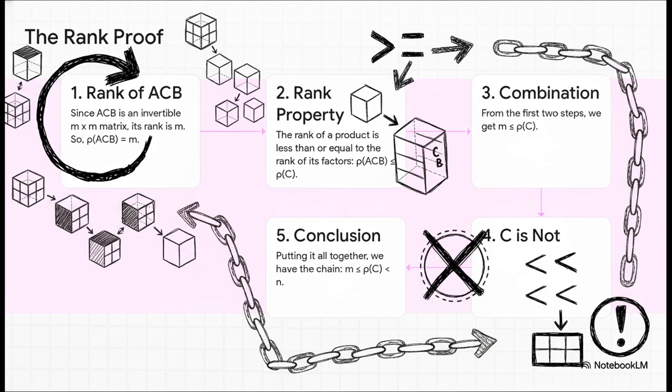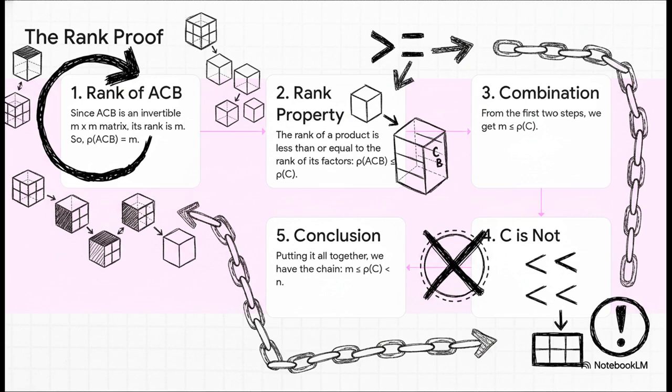First things first, we know ACB is an invertible m by m matrix. That's a given. By definition, that means its rank has to be m. Got it. Next, we use a super important property of rank. The rank of a product of matrices can never be bigger than the rank of any of the individual matrices in that product. So the rank of ACB has to be less than or equal to the rank of C.